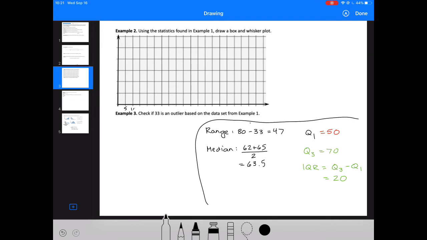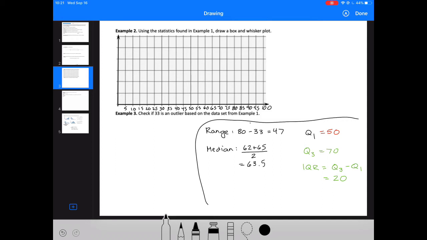You want to label your x-axis. I'm going to go by 5s here: 30, 35, 40, 45, 50, 55, 60, 65. Just like you would if you were drawing a graph of a parabola or any other function, you want to choose values that make sense so that it's easy to plot.